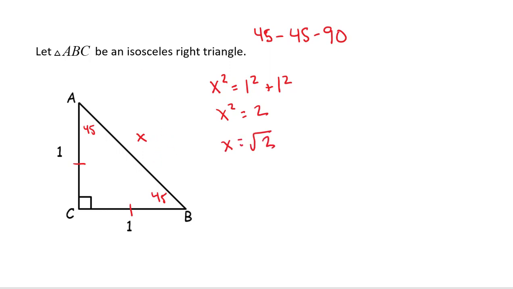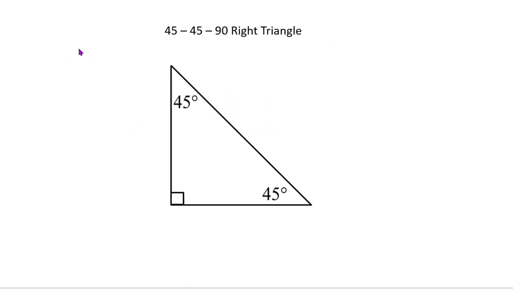So this side now, I'm going to call that root 2. So 1, 1, root 2. And remember, root 2 is bigger than both 1, so that's the hypotenuse. So again, a 45, 45, 90 triangle. Each of the legs are 1. The hypotenuse is root 2.